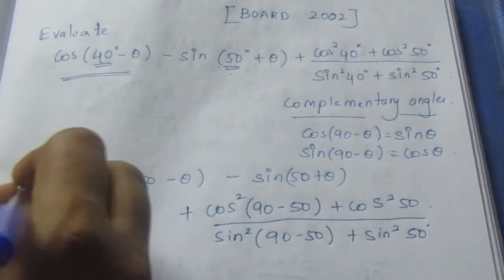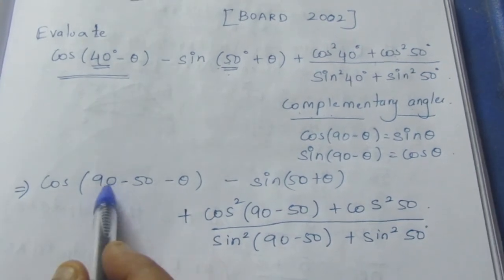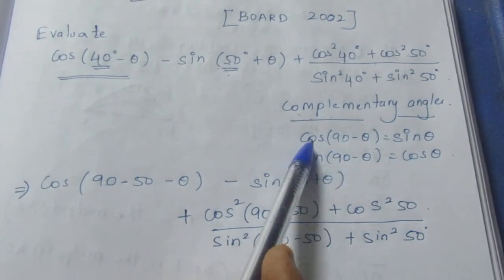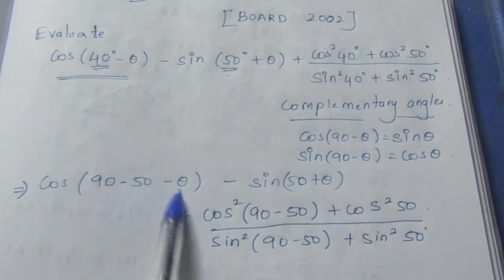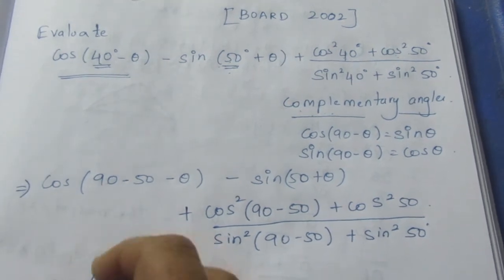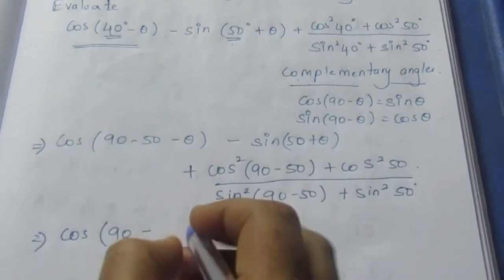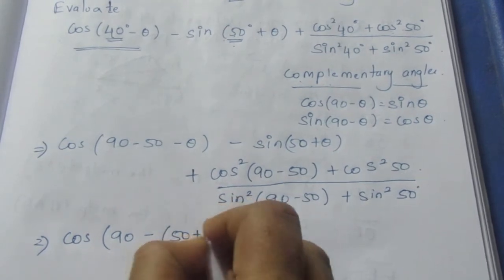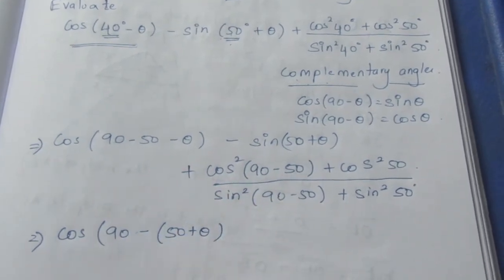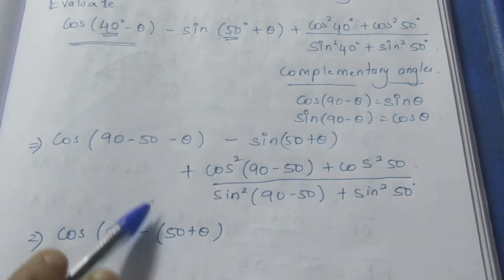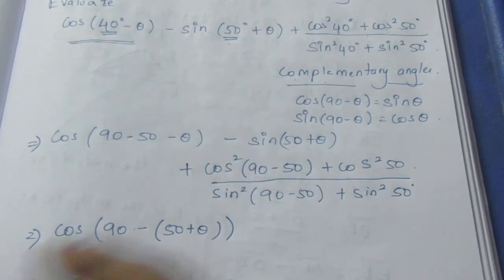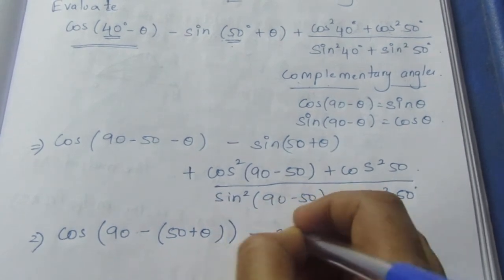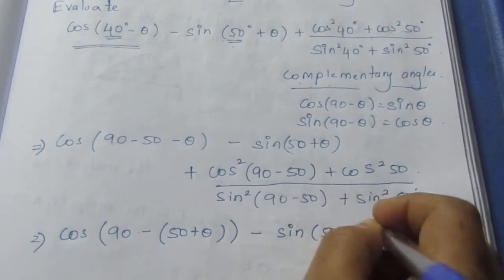Now I want the value as cos 90 minus theta, but there are two minus signs here, I can't take the value. So I am going to write this by taking the minus sign common. If I take the minus sign common, this becomes 50 plus theta. If you multiply this inside, we get minus 50 minus theta. So I have not changed anything, just bringing my minus sign outside. Minus, here it becomes sin 50 plus theta.